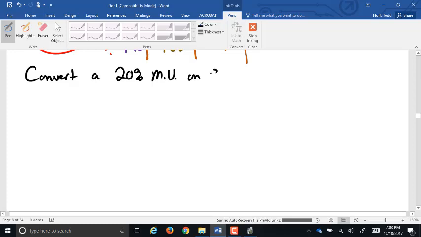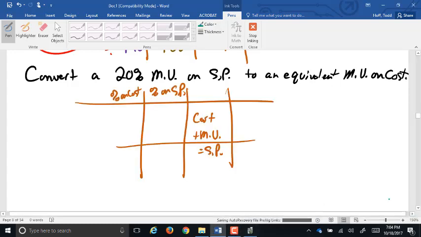Convert a 20% markup on selling price to an equivalent markup on cost. I'm going to give you a couple minutes, see if you can handle this. So what do we put in here? Now I put percent on cost first and percent on selling price second. If you change the order, it really doesn't matter. Where's the 20 going to go? Under the selling price is the percent markup.